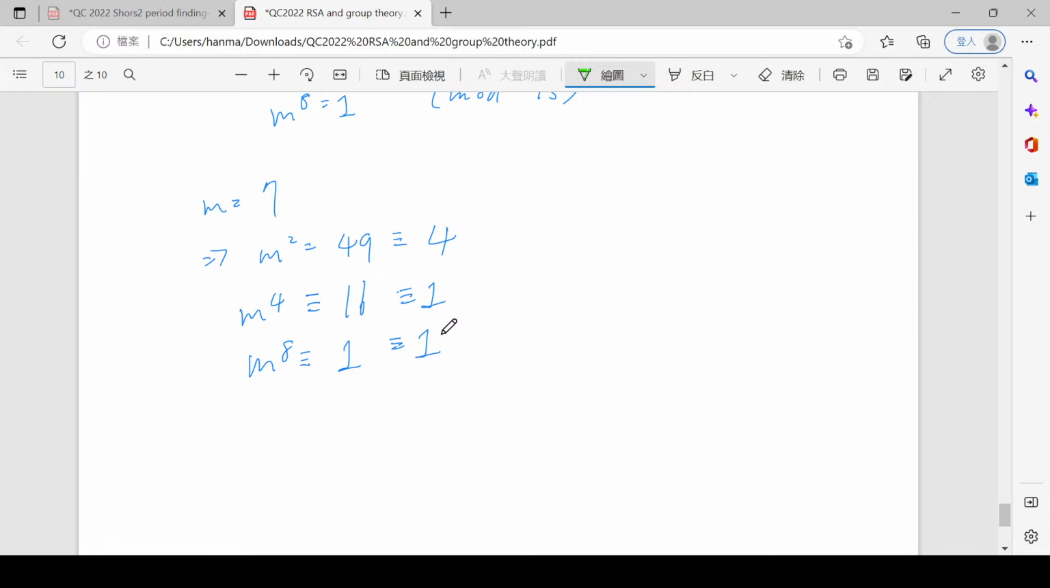So this is a wrap up of Shor's algorithm for factoring, and the related number theory and RSA. And next time we'll switch gear and talk about Grover's algorithm. Okay, see you next time.